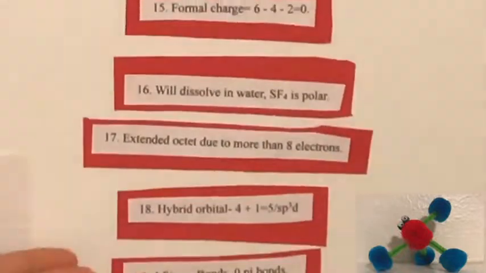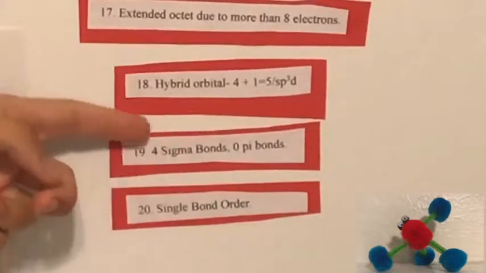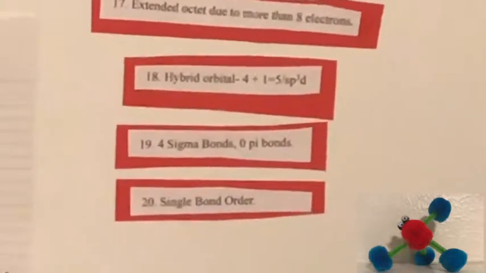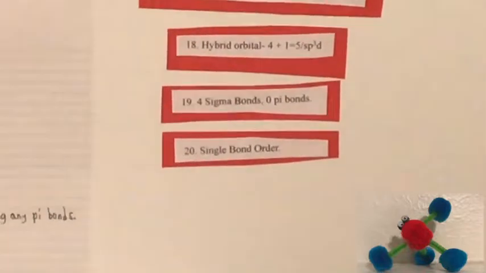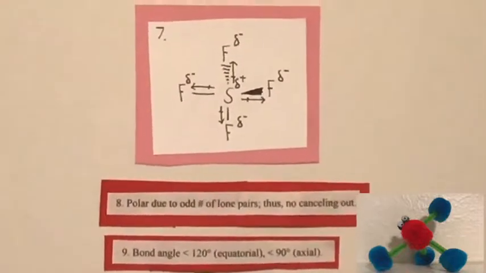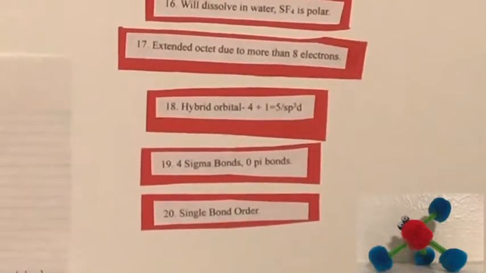Next, we have hybrid orbital. For this it is going to be sp3d, and you get that from adding the bonds, 4, plus the lone pair, 1, so that'll be 5 in total. Then we have 4 sigma bonds and 0 pi bonds, as no pi bonds were needed for this structure. And finally, the bond order of this will be single, as there are no double or triple bonds required for this.